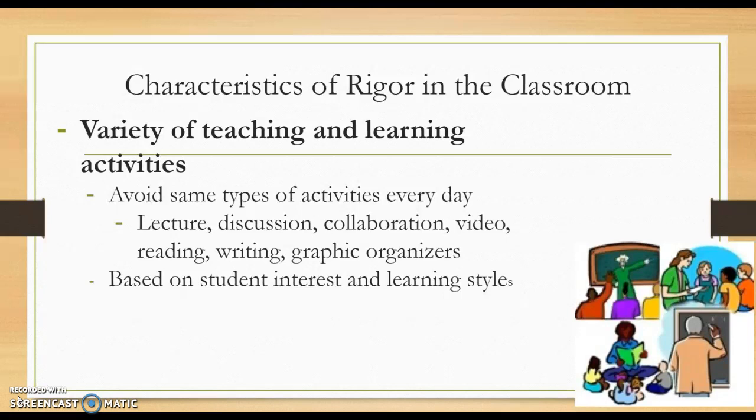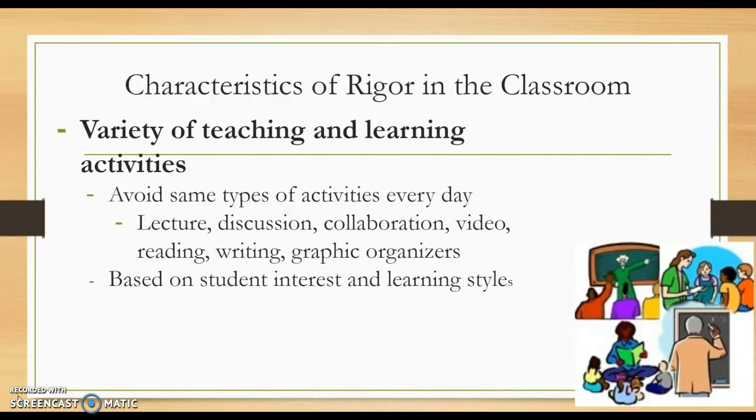So another way that we can show rigor in the classroom is by having a variety of teaching and learning activities built in for our students. Instead of coming in and doing the same exact thing every single day, provide some variety and maybe have 2 or 3 of these different things that you're doing in each lesson. So maybe you're going to lecture for a little while and then you're going to have a classroom discussion, or the students are going to work in groups and they're going to collaborate on a question, or you're bringing in a video, or you're doing a reading.